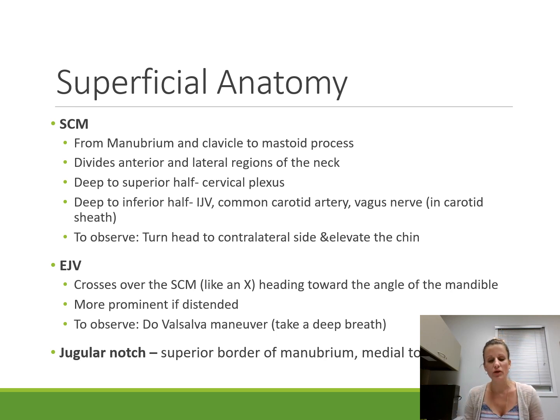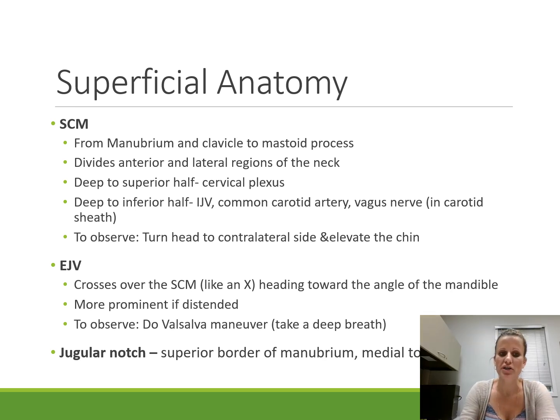To observe the sternocleidomastoid, just have the patient turn their head towards the contralateral side, or the opposite side. So if I want to see the right sternocleidomastoid, I'm going to look to the left, right? And you can visualize the sternocleidomastoid relatively well, especially if I tense, passing obliquely across the neck.